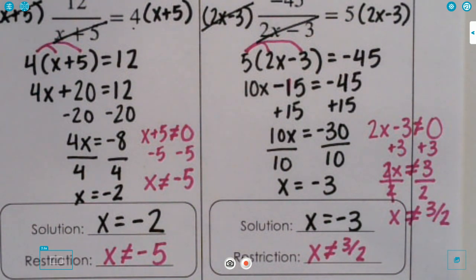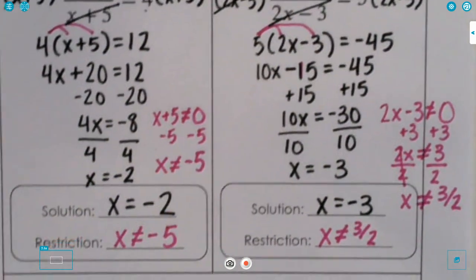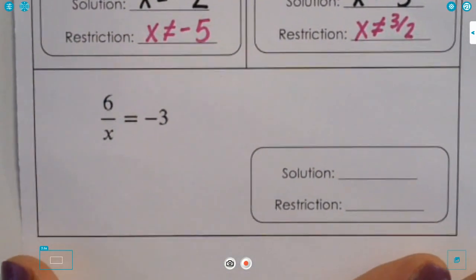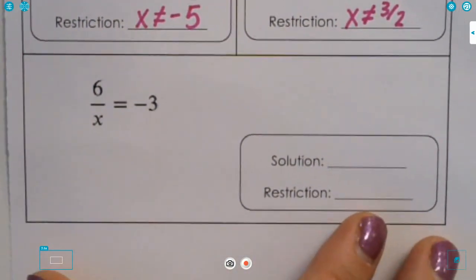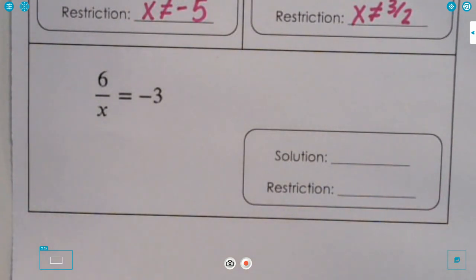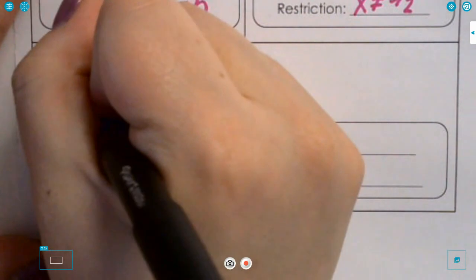We have one last problem. The last one, all that's in the denominator is an x, which makes it easier, but it also makes it harder because it's different than what we've seen. So we're going to start out the same way, which is to get that x out of the denominator of our fraction. We have to multiply both sides by x.